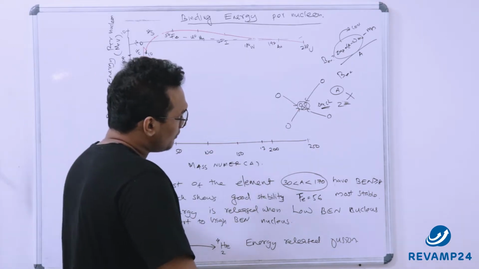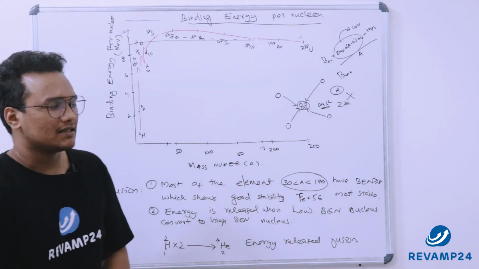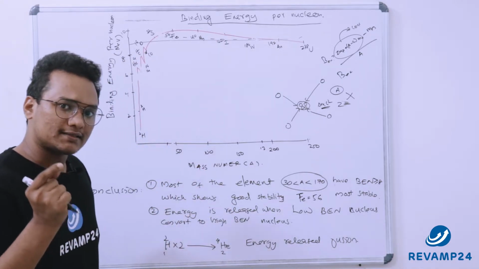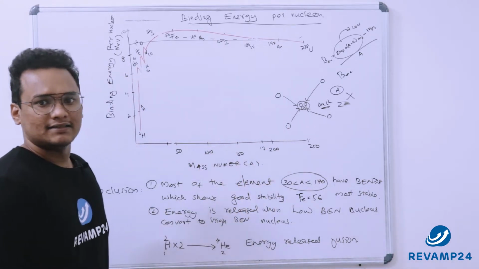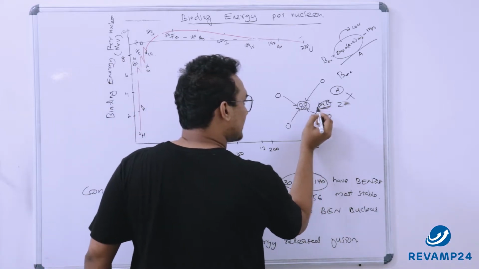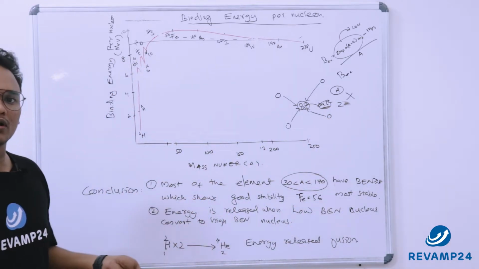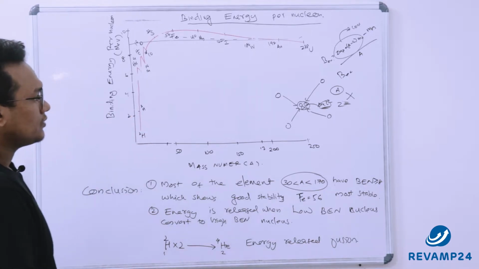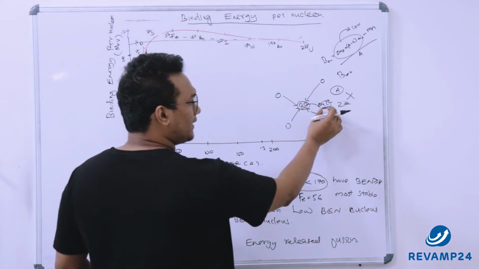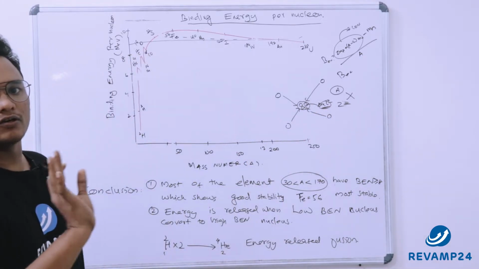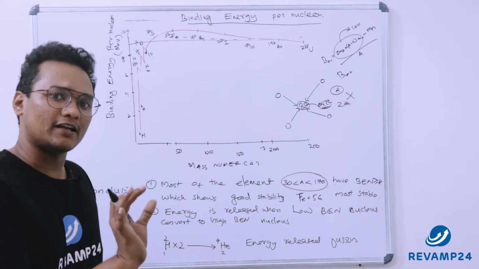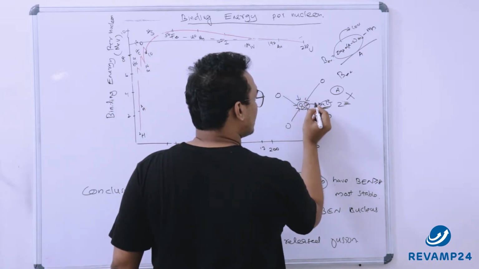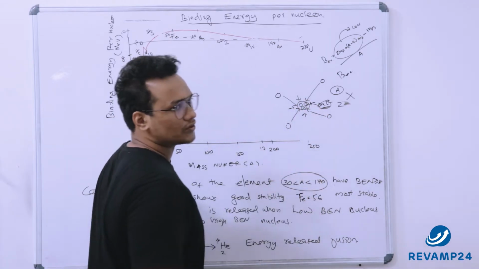Now binding energy also gives us information about how much force is required to break a nucleus. See, if I am able to give this much energy to a nucleus, then I can break a nucleus into its individual constituents. So the higher the binding energy, the more difficult it is to break a nucleus, or I can say that nucleus is highly stable. The lower the binding energy, we can provide the energy and break those nuclei.